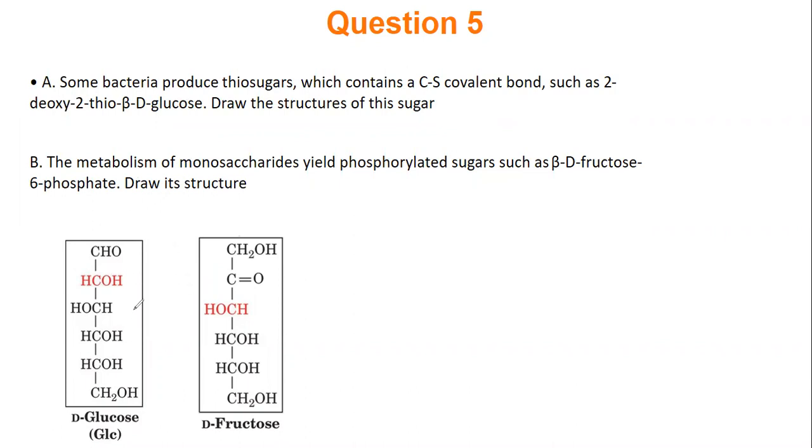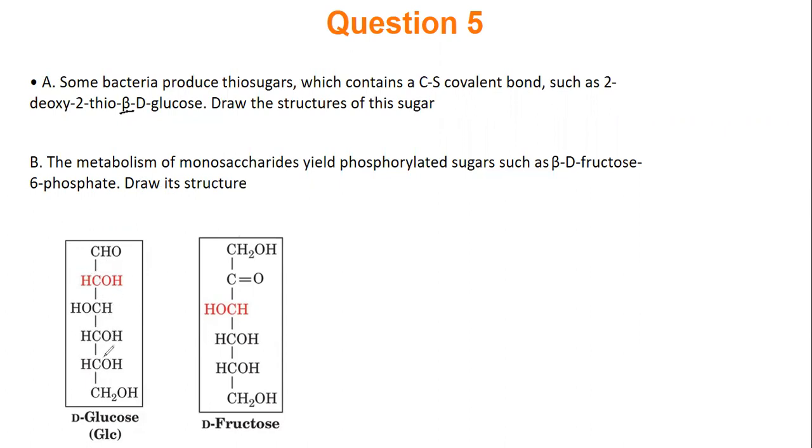We can draw it in the linear form. So here's glucose. I'm sorry, I just looked, this is a beta. So the beta is telling us we have to be in the ring form. All right, so this is glucose. The first thing we have to do is make the ring cyclize, make this linear form cyclize.